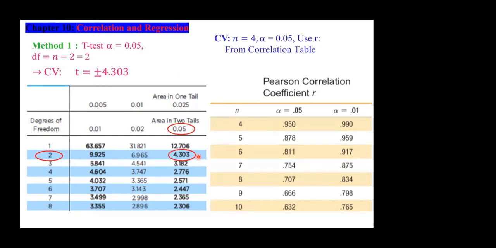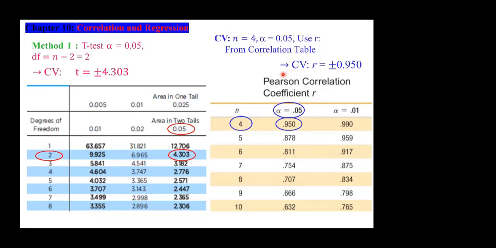As far as the next one is concerned, the Pearson correlation coefficient table. Again, we have all of this table posted. n equals 4, alpha is 0.05. So for n equals 4, you look for this number, with alpha 0.05. Put them together, and you have the answer. Because it's 0.950, you put plus minus, since it's a two-tailed test.